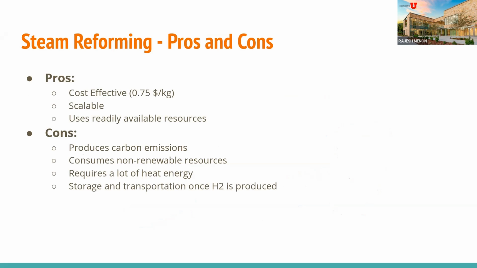The cons is it produces quite a bit of carbon emissions. It consumes non-renewable energy, and it requires a lot of heat energy to extract the hydrogen out of the natural gas. And then storage and transportation once the hydrogen is produced is a pretty big problem as well when you're manufacturing it at scale, because hydrogen is like one of the smallest atoms. Well, it is the smallest. And it leaches through like a lot of containers that you make for it.